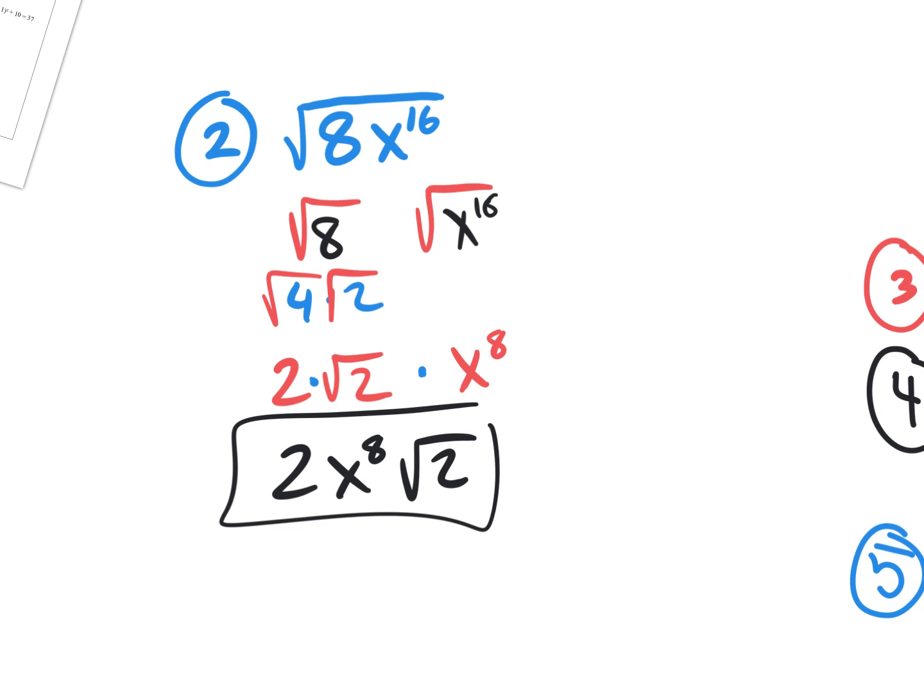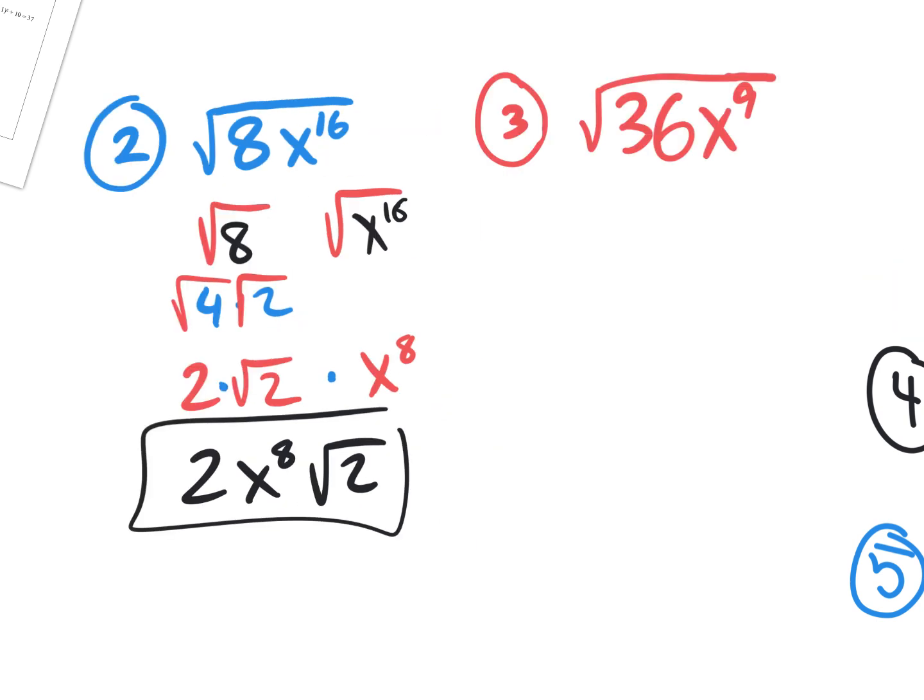Any questions? Let's move on. So this next one, we have the square root of 36x to the 9th. What do I do?